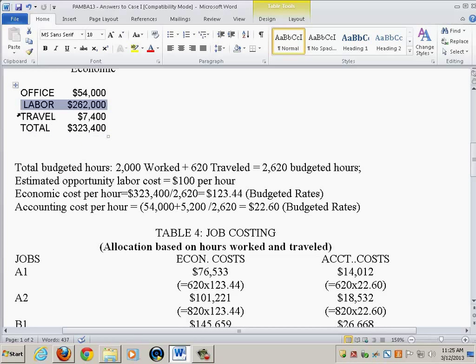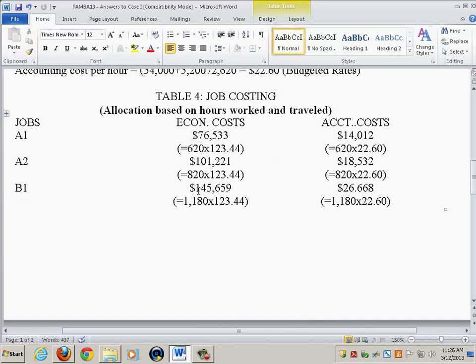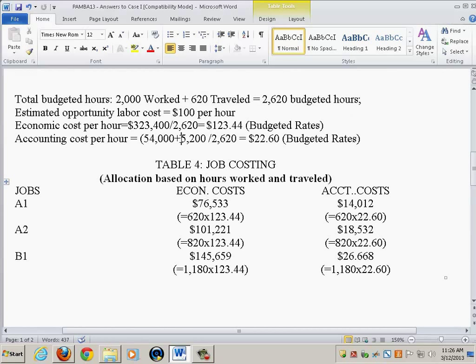The other small difference in the accounting approach is the travel cost. The travel cost, instead of being $7,400, is actually $5,200, because the cost of the use of the car using the accounting approach includes accounting straight line depreciation of $2,000 rather than $3,000, and it does not allow for the opportunity cost of the alternative use of funds, 5% on 25,000.